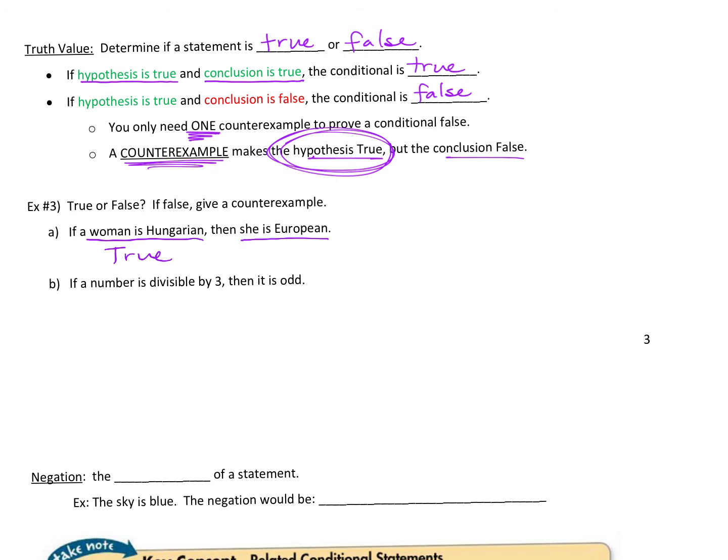Letter B. If a number is divisible by 3, then it's odd. False. This part has to be true now, so we're looking for a number that's divisible by 3 that is not odd. That's how you find a counterexample. What would that be? 12 is a great one. 6 is a great one. You only need one. As soon as you find one counterexample, that statement is false. So one counterexample and you're good.